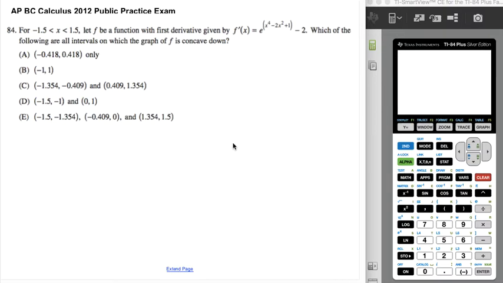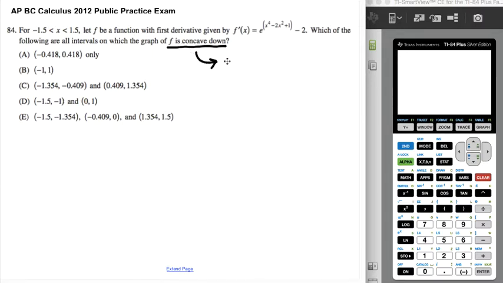All right, so we have a calculator question again, which is exciting. We have a window from negative 1.5 to 1.5, and we're given an f prime function. Which of the following intervals must f be concave down? So the easiest way to do this is to not take another derivative. It's to use what you're given and understand the relationship between what you're given and what you want.